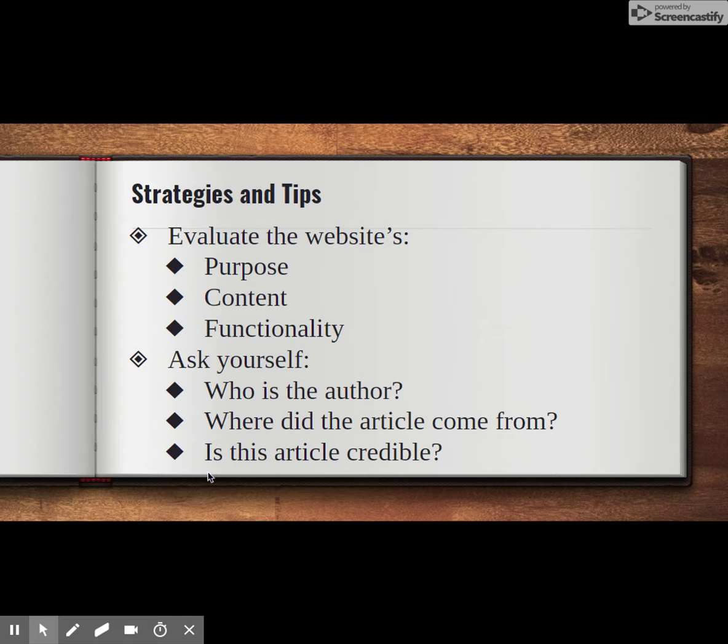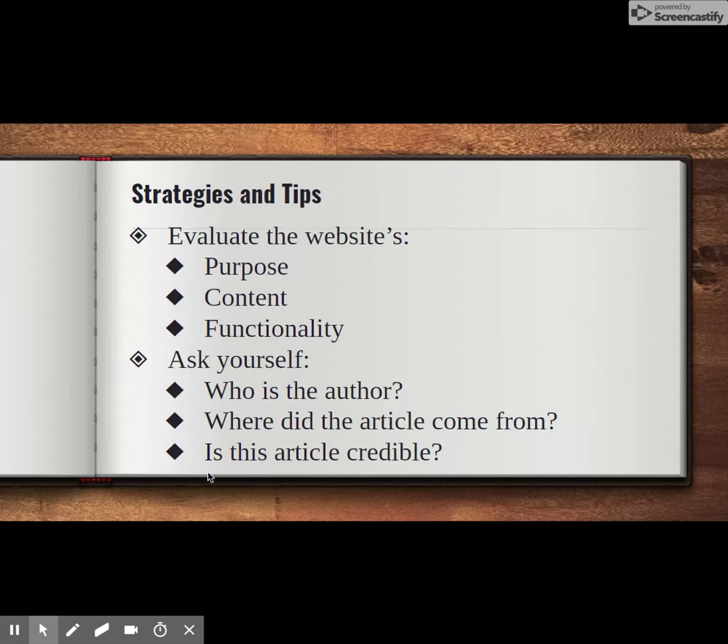First question is, who is the author? Look them up. The goal is to see what other publications are available from that same author, whether they publish often, and any other information about them. If you cannot find a lot of information about the author, then it is likely not a reliable or well-known source. Second question to ask yourself is, where did the article come from?